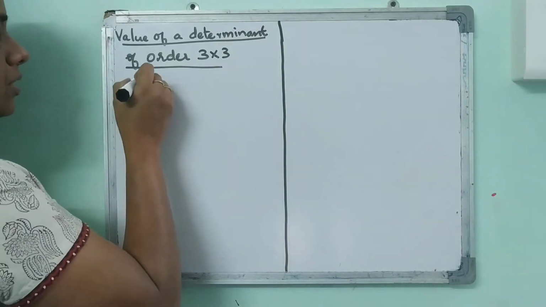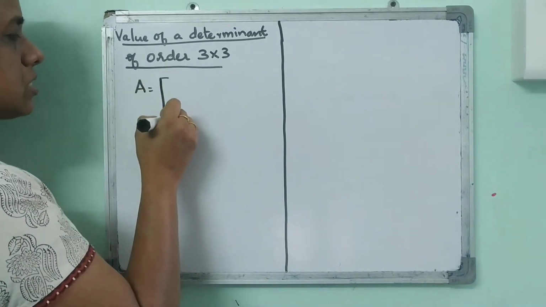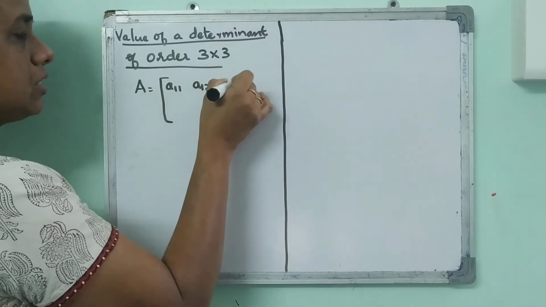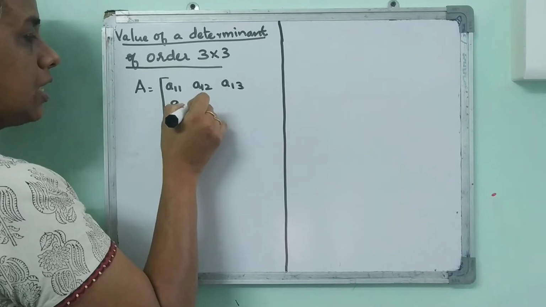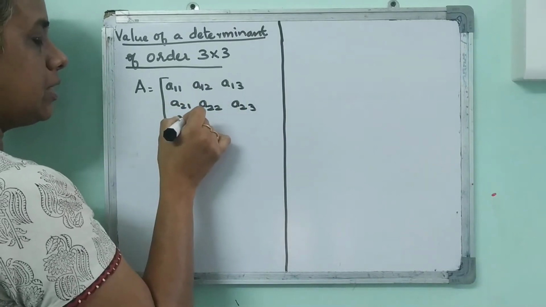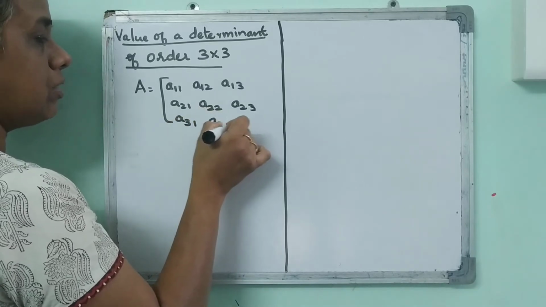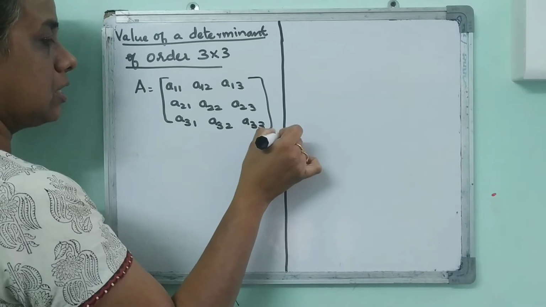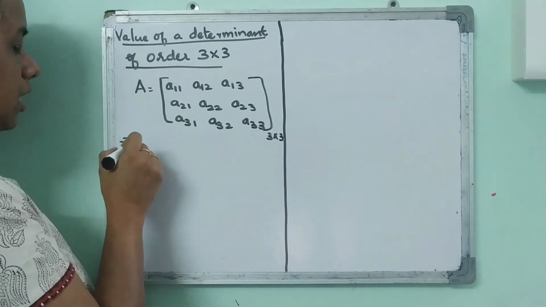So I am writing A is equal to a matrix. First row elements are A11, A12, A13. Second row elements are A21, A22, A23. Third row elements are A31, A32, A33. This is a general square matrix of order 3 by 3. So its corresponding determinant I am writing.